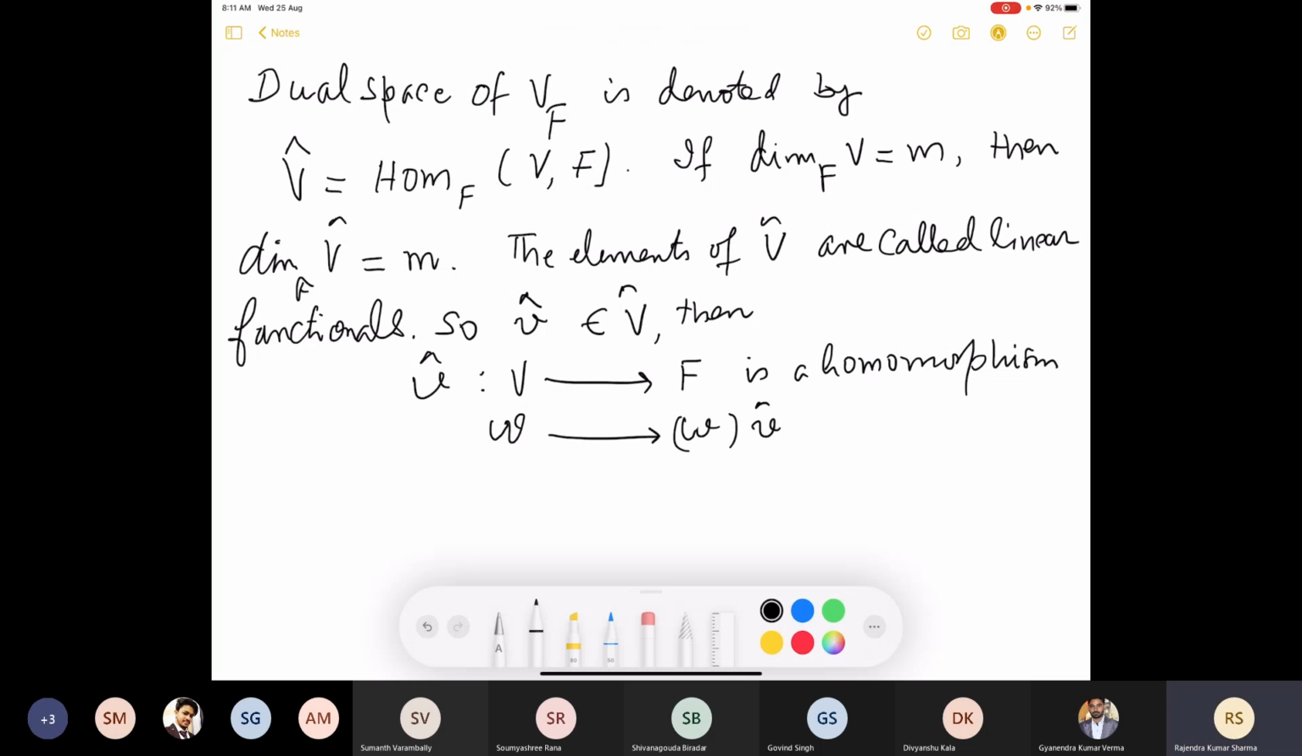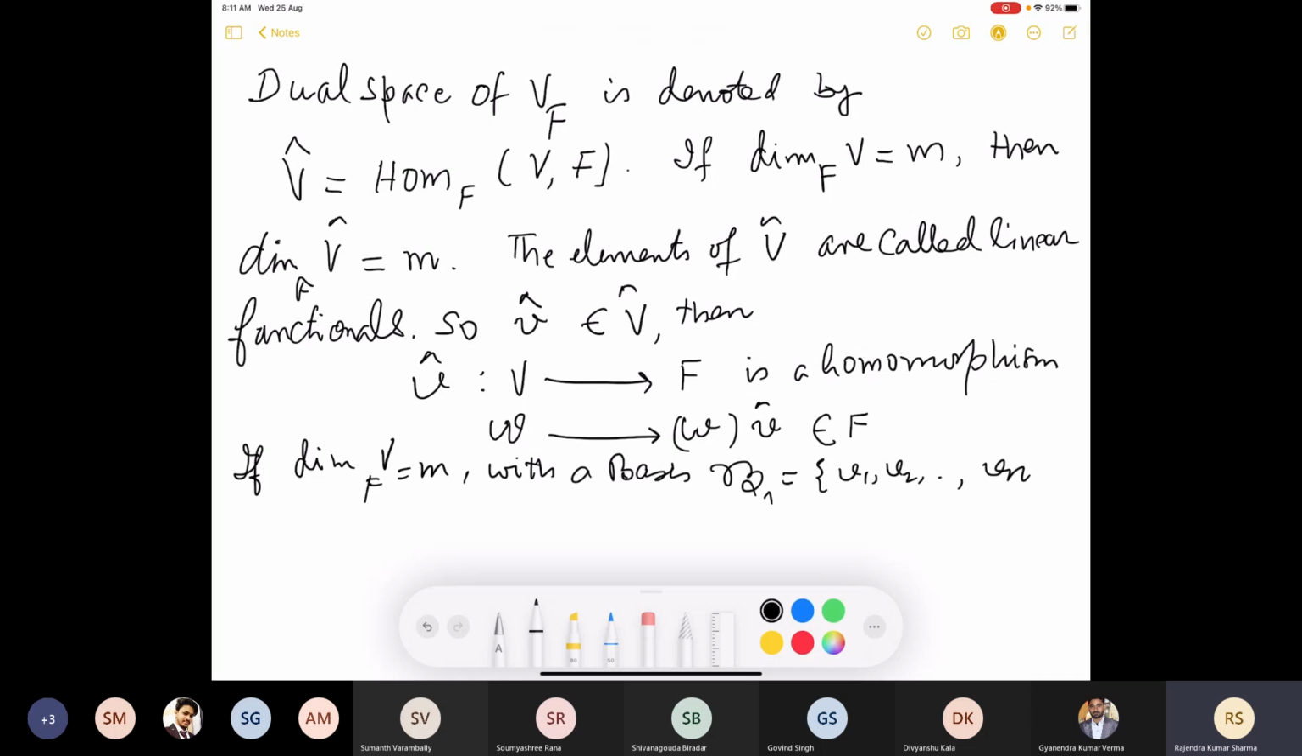So now this is a scalar. This is a scalar. This is an element of F. Now, in particular, let us take V to be finite dimensional. So if the dimension of V over F is, say, n, with the basis, let us say B, say V1, V2, up to Vn, let us say this is the basis.